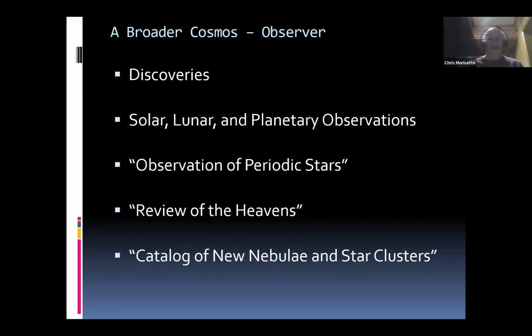In the catalog of new nebulae and star clusters, he did some remarkable work. He cataloged about 2,500 objects, only 138 of which had been previously discovered. So we're talking about nebulae, star clusters, globular clusters, you name it. And again, he's really expanding our view and our understanding of the broader cosmos. So that's what he did as an observer.